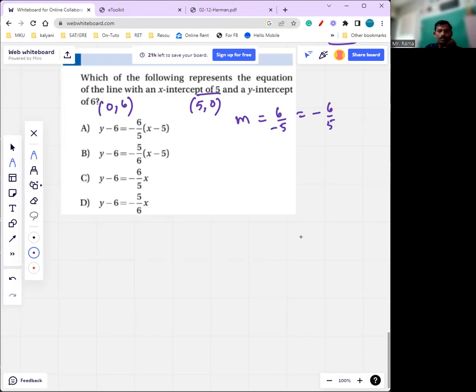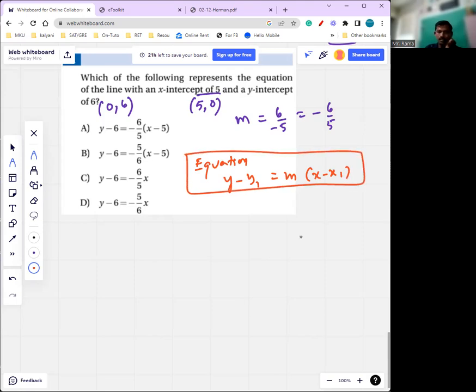Okay? Now, you choose 1 point. Doesn't matter which one you take. Remember the first equation we did? Y minus y1, I'm going to write it down, equals m times x minus x1. This is the rule. We just plug it in and we get the answer. So I'll take this point. Doesn't matter which one you take. Just y minus y1 is 5, m is -6/5, x minus x1 is, wait, I did something wrong.